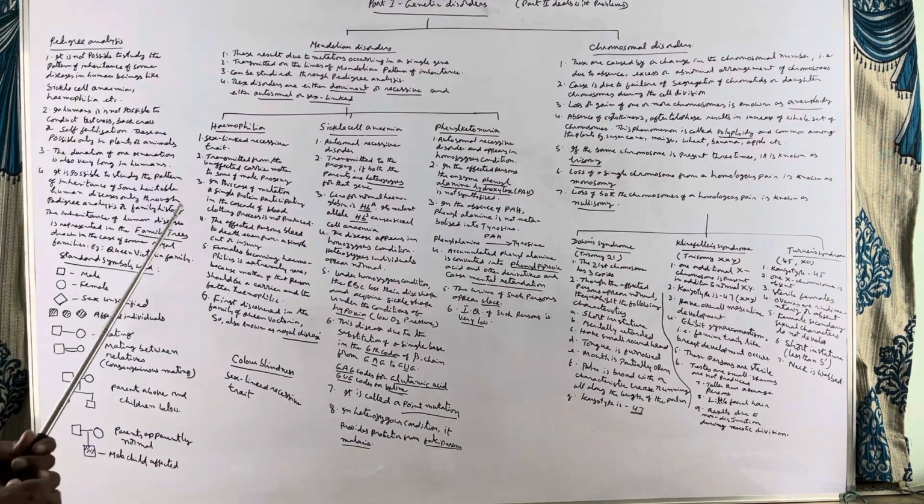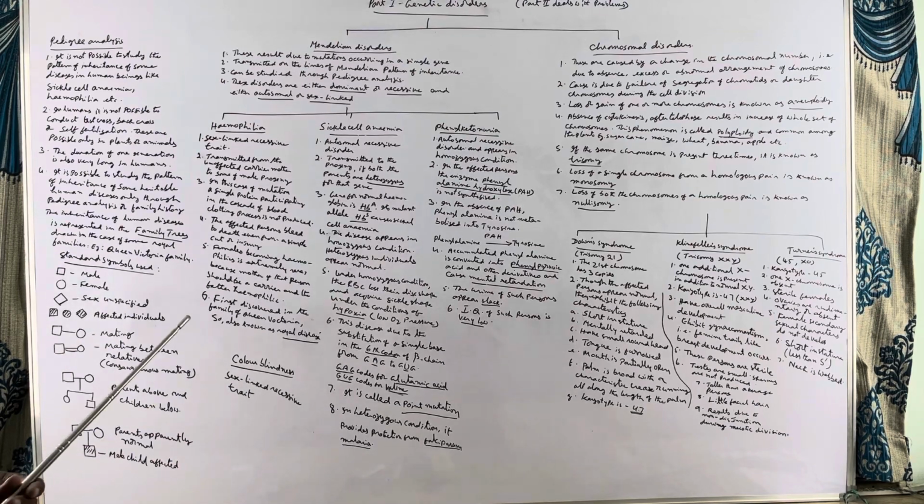In the pedigree analysis, some standard symbols are used. Here, a square represents a male, a circle represents a female, a diamond shape represents sex unspecified. That means, if the fetus is aborted, the sex is not known, then this symbol, the diamond symbol, is used. Shaded symbols indicate affected individuals. That means they are affected by some heritable genetic disorder.